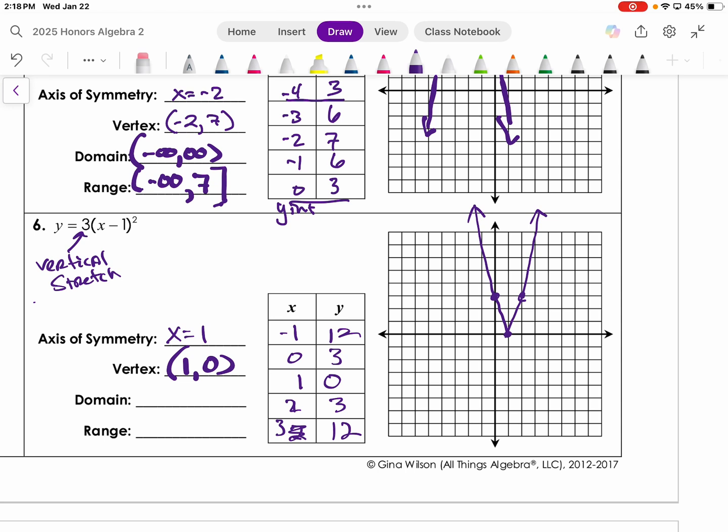My domain. We're allowed to put everything in there. Negative infinity to positive infinity. And then my range. Are we using up everything vertically? No, there's an absolute bottom, isn't there? The absolute bottom has to be where y is what? 0. So we go from 0, we point up to heaven. So from 0 to infinity would be my range.